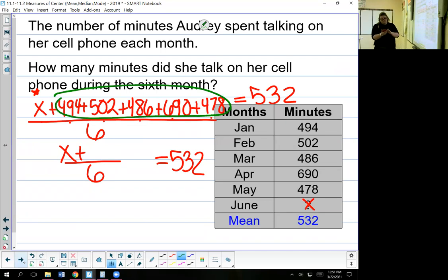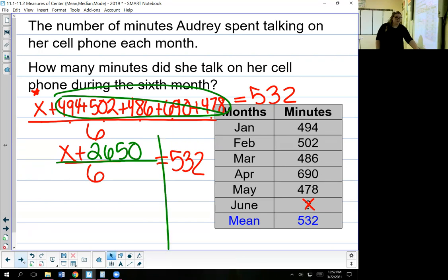So 494 plus 502 plus 486 plus 690 plus 478. Okay, and I got 2,650. So all I did was I basically combined all the constants together. Now this is more feasible. So let's solve it like we solve an equation.